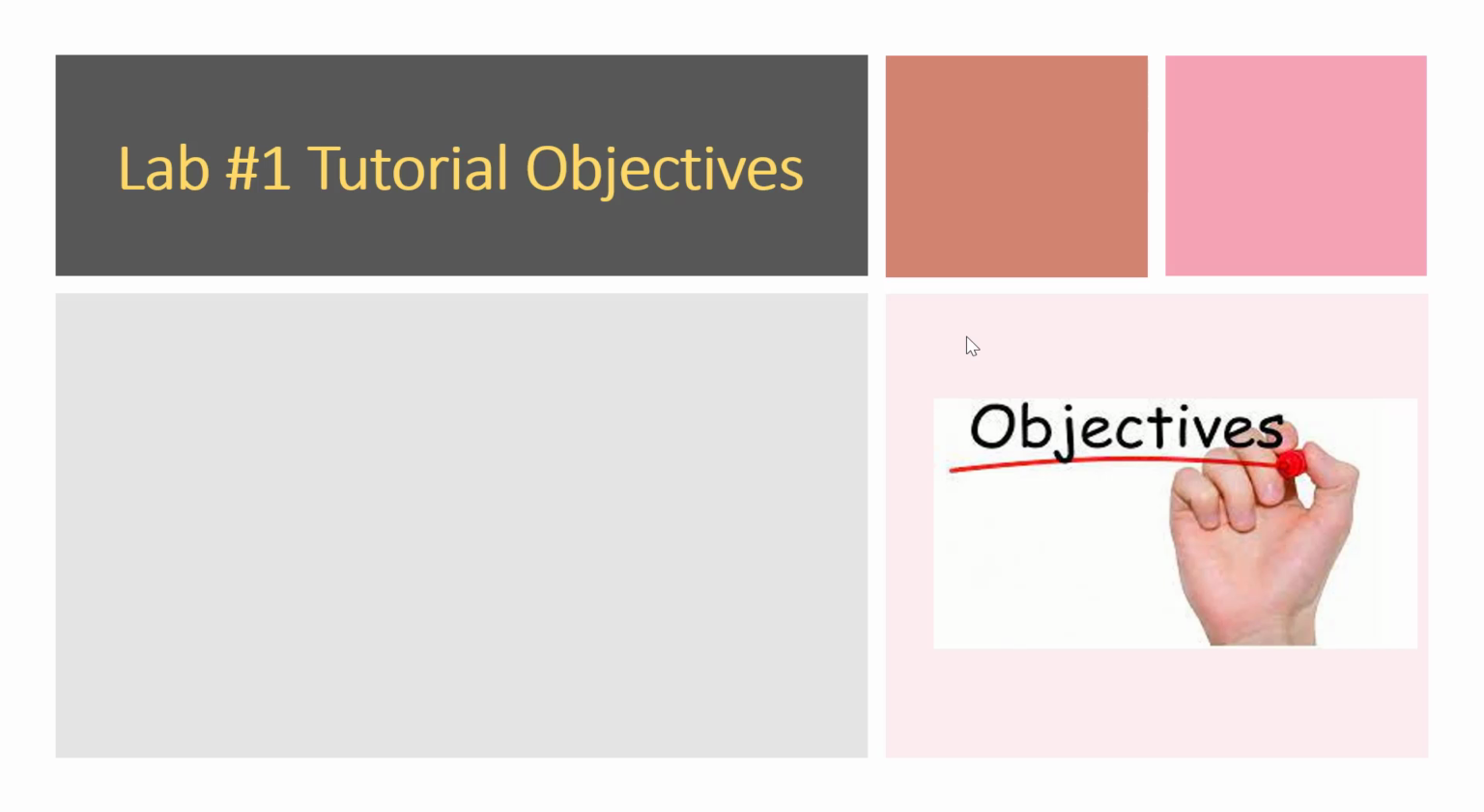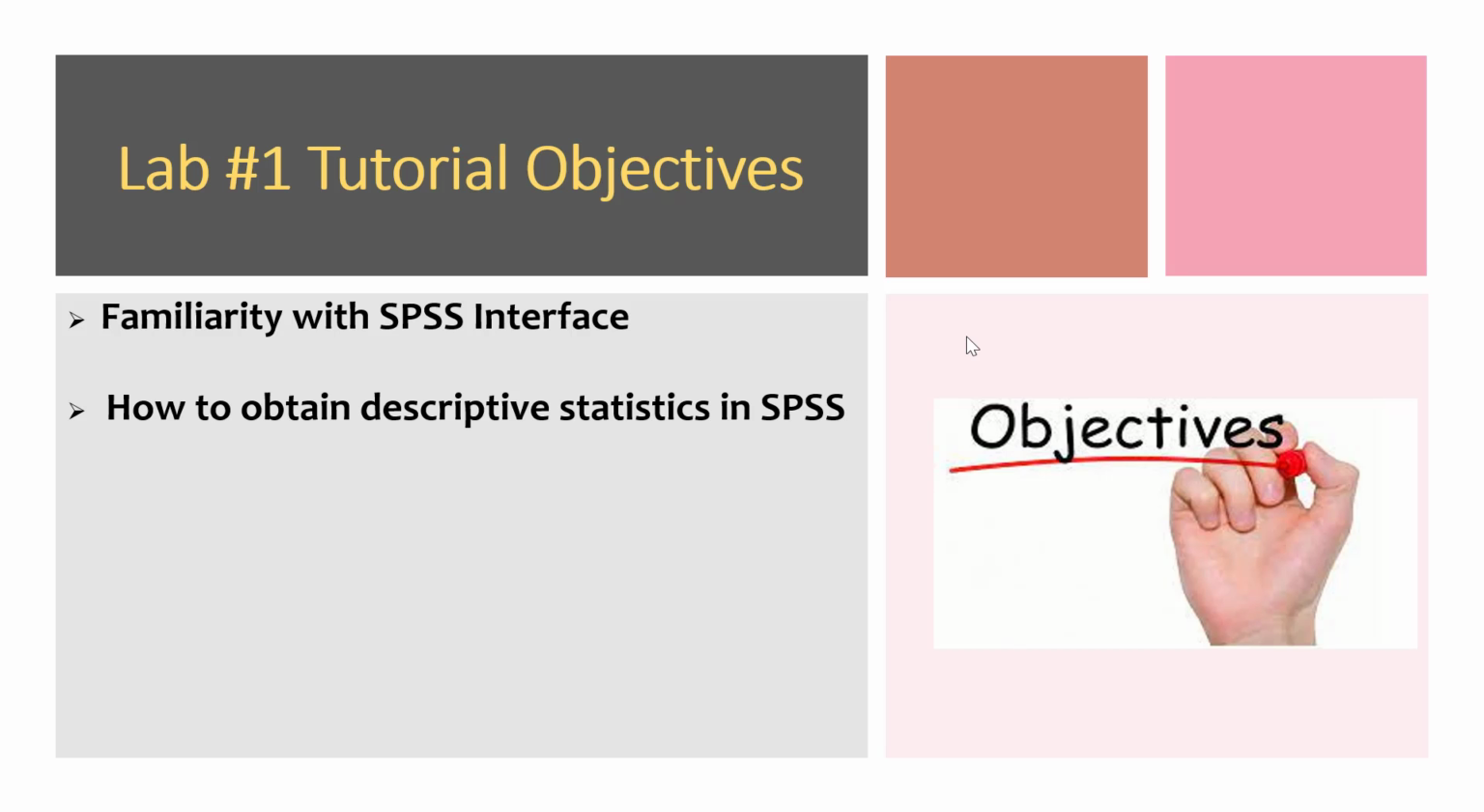Now, by the end of this tutorial, you should be familiar with the SPSS interface, as I am going to go over the basic interface of SPSS. You should also know how to obtain descriptive statistics in SPSS, specifically being able to compute and find means and standard deviations, and compute frequencies for your categorical variables.